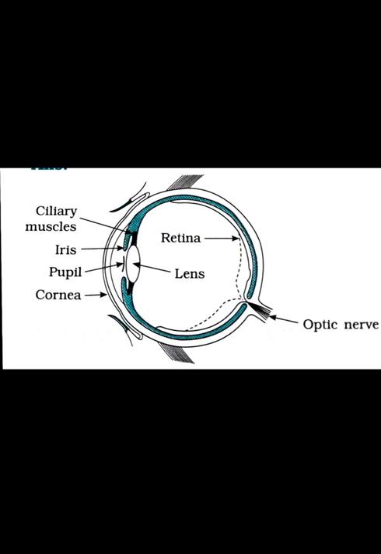At the junction of the optic nerve and the retina, there are no sensory cells. So no vision is possible at that spot, and this is called the blind spot. Then what is the blind spot? That is, at the junction of the optic nerve and the retina, there are no sensory cells, and due to that no vision is possible at that spot, and this is called the blind spot. Okay, is that clear?